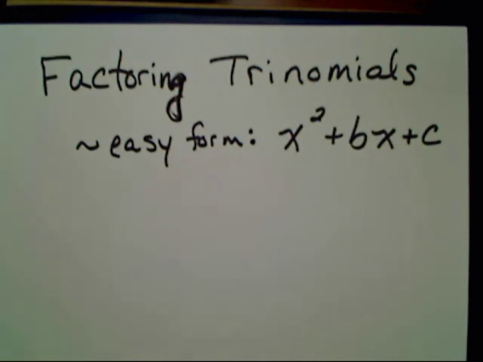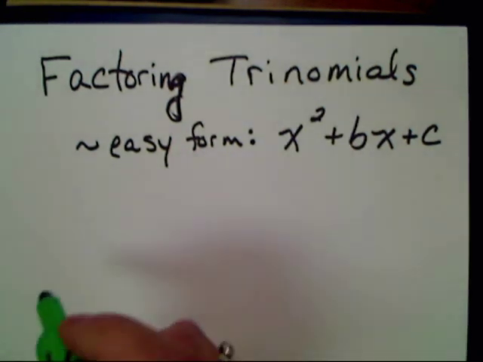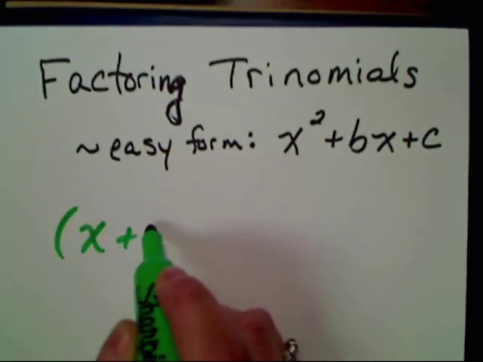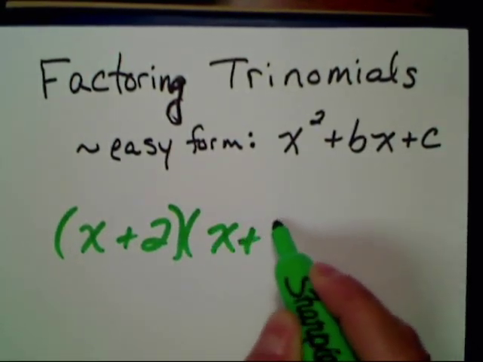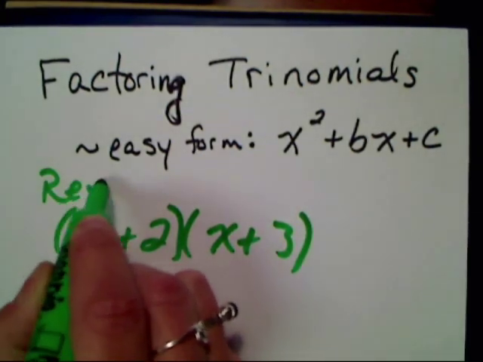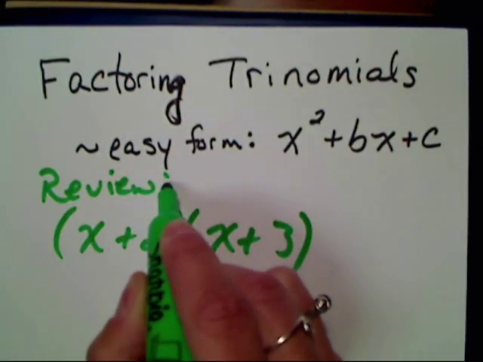Factoring trinomials. Now trinomials are the nice ones if they're in the easy form. We'll go through a bunch of problems when they are in the easy form of x squared plus bx plus c versus the not so easy form, which has a number in front of your x squared. Now this kind, the easy form, you really want to think back to how we FOILed previously. So last week when we FOILed, we had something like x plus 2 times x plus 3. This is our review of FOIL.